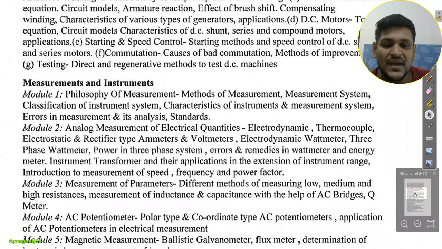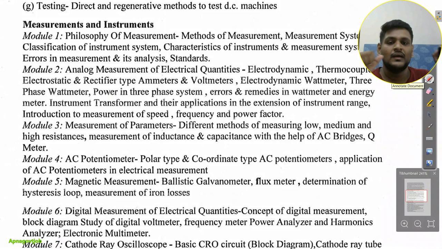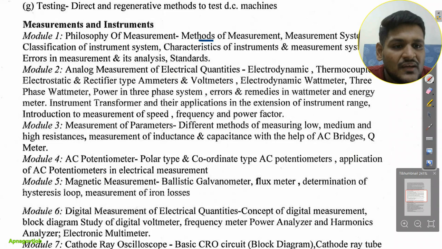This is also a very important thing. So in measurement, what we have is the psychology of measurement. What is given here? Method of measurement, measurement system, classification of instrument system, basics of error, okay. This thing you need to do, errors in measurement.